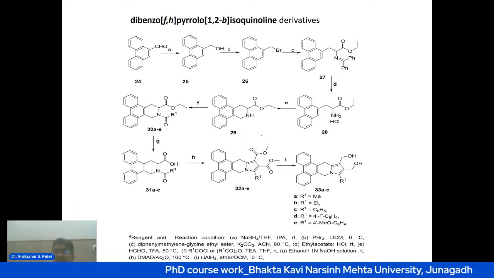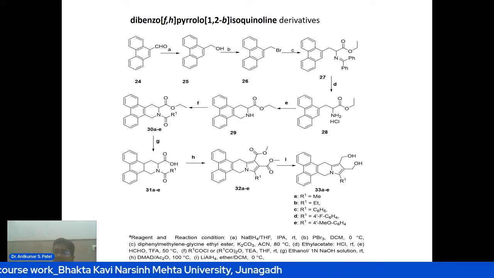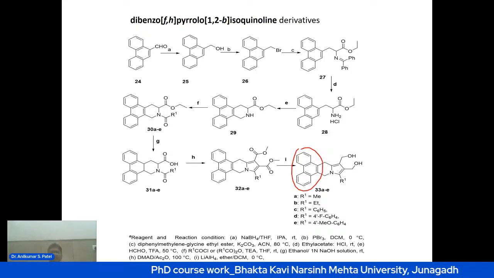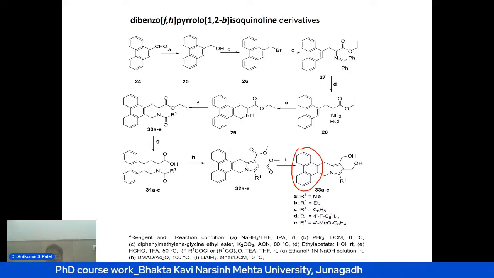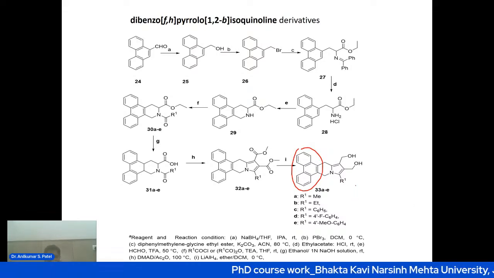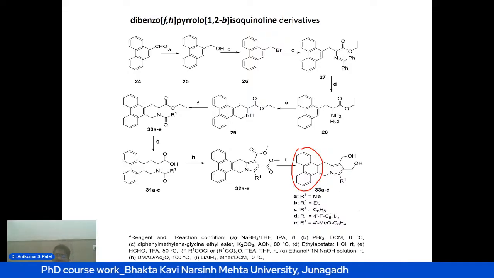Now this diester is further reduced to their diol. Here we have just prepared the 5 compounds. Due to their high lipophilicity and solubility issues, we have restricted this class up to 5 molecules, because these compounds become very bad when we increase the aromatic part, which reduces their solubility. That is very problematic for checking their biological response. So we have restricted this class to 5 molecules.